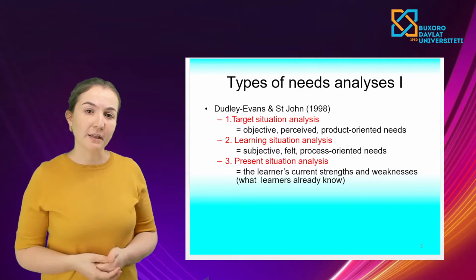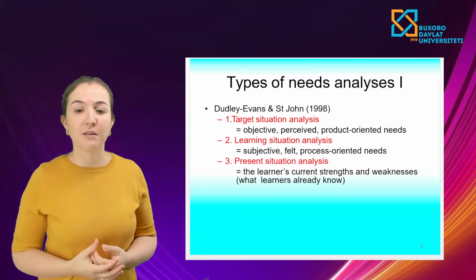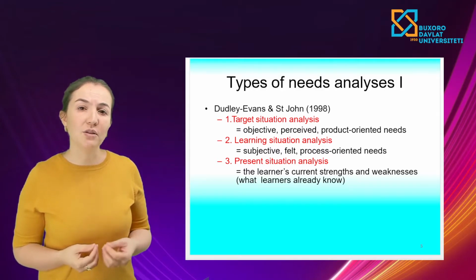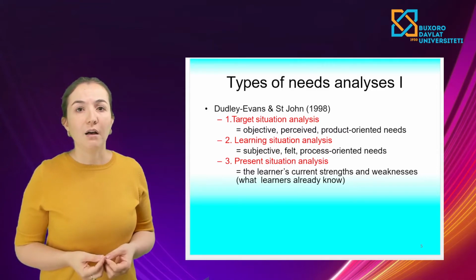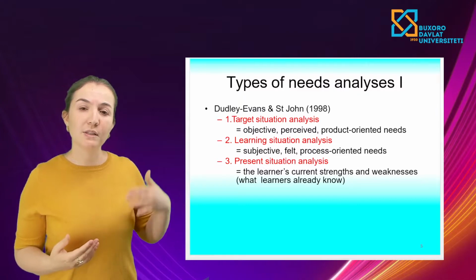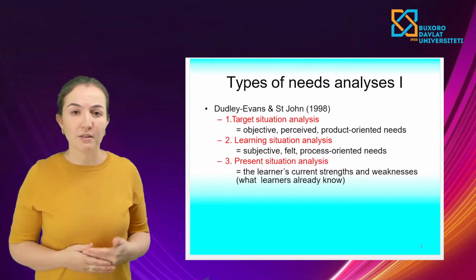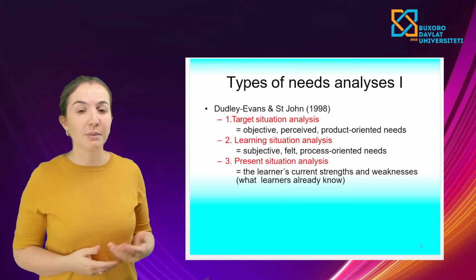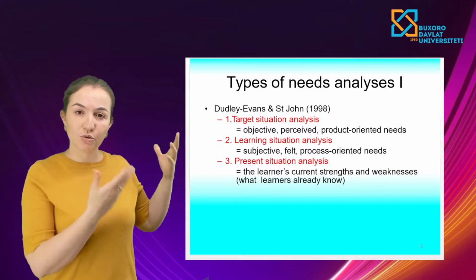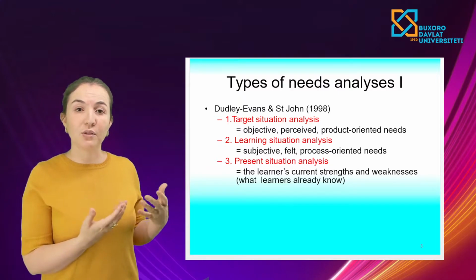Target situational analysis needs are more objective, they are perceived and product-oriented needs. These are the needs that the teacher needs to consider while thinking about the learners' target situation. For example, if you are teaching students who are majoring in becoming English teachers, their target situation will be to work at schools or at other educational places and to teach English.